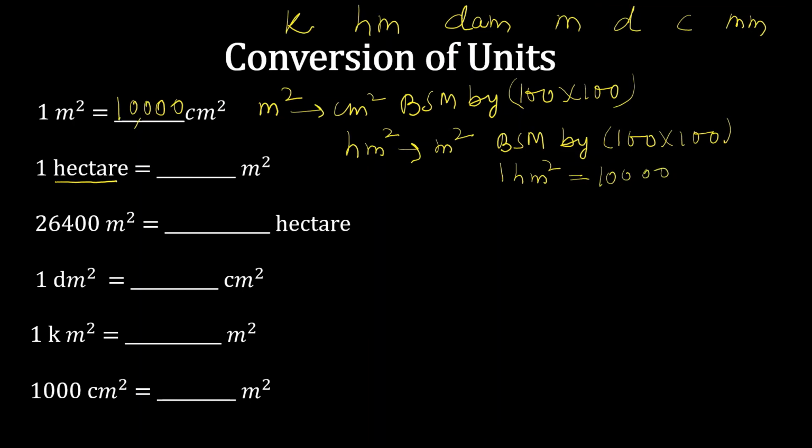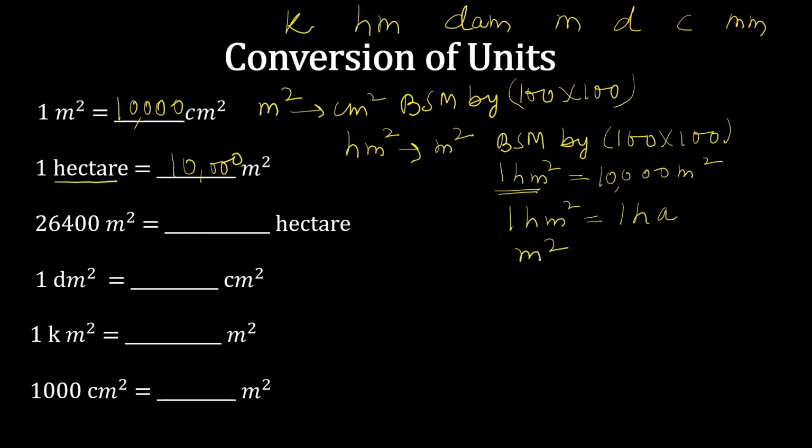Hectometer to decameter, decameter to meter, 2 jumps. So 2 zeros followed by 1. So you are multiplying by 100 into 100 because it is a square unit. So you are multiplying 1 hectometer by 100 into 100, 10,000. So 1 hectometer square is equal to 10,000 meter square. And 1 hectometer square is nothing but 1 hectare. So what is 1 hectare? It is 10,000 meter square.